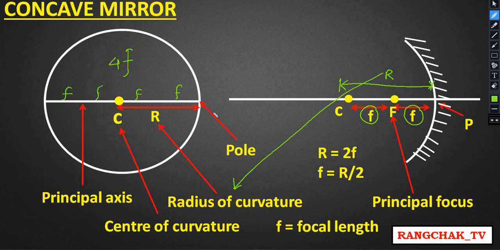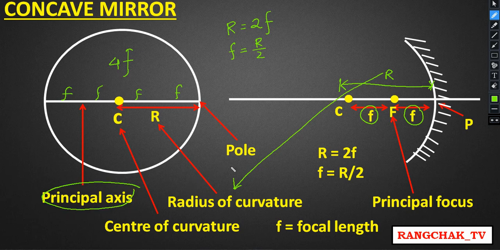So if r is equal to 2f, that means f is equal to r by 2. So remember, small f is the focal length, capital F is the principal focus, and C is the center of curvature. r is the radius of curvature, and the straight line passing through the center is called the principal axis.